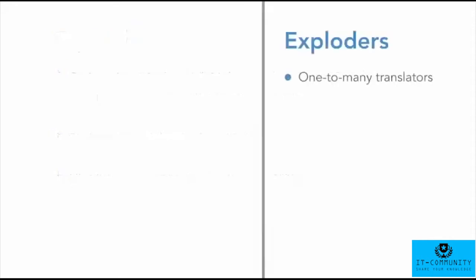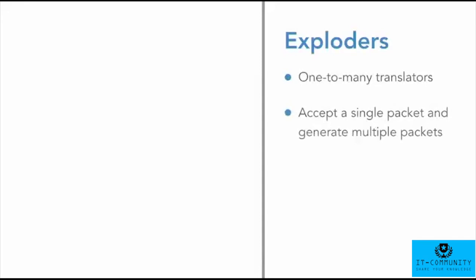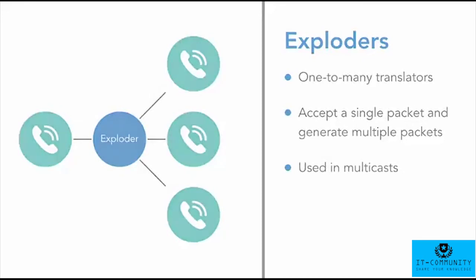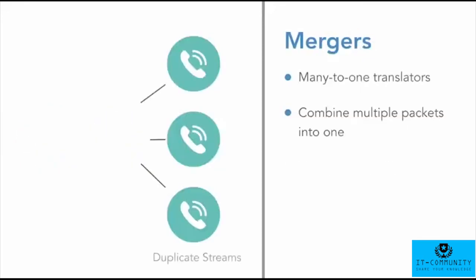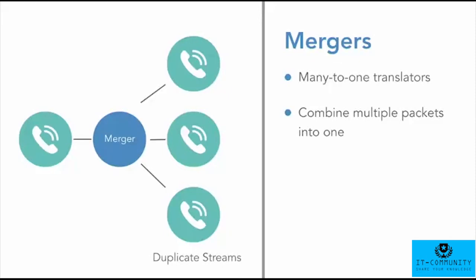Exploders are one-to-many translators that accept a single packet and generate multiple packets. This is used in multicasts. And mergers are many-to-one translators. When there are duplicate streams, mergers combine multiple streams into one.